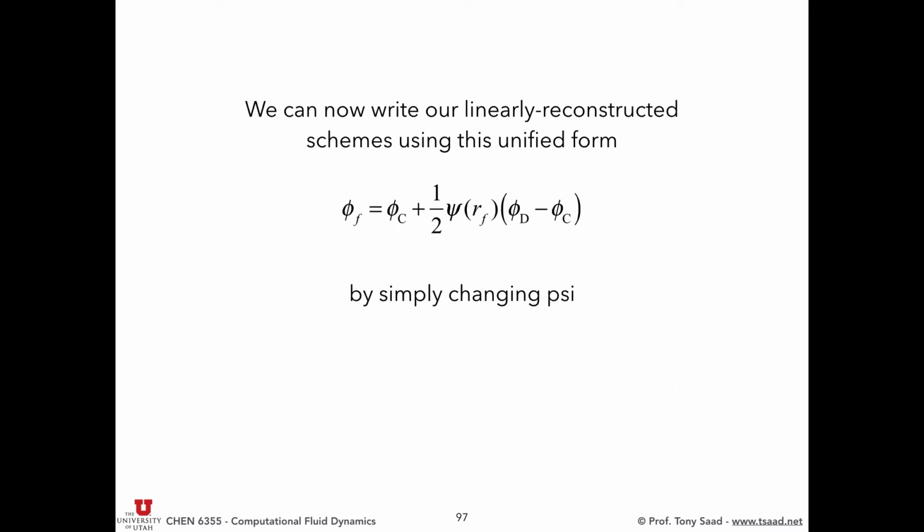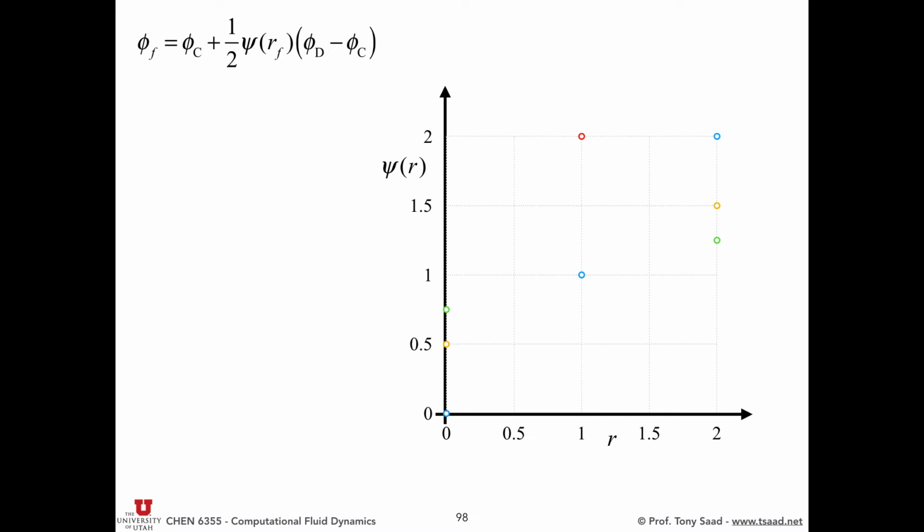Okay. So now we can write all linearly constructed schemes, or at least the popular ones that we know of, using this unified formulation. That's essentially the generalized K-scheme. And by simply changing psi, we can recover different second-order schemes. Okay? So let's see how this works. And one more thing: a diagram now emerges between psi of R, the limiter function, versus R, okay? So depending on the value of psi, we can plot a line on a psi-R diagram.